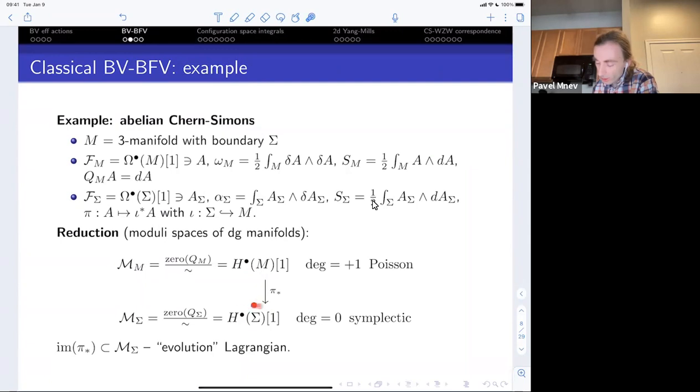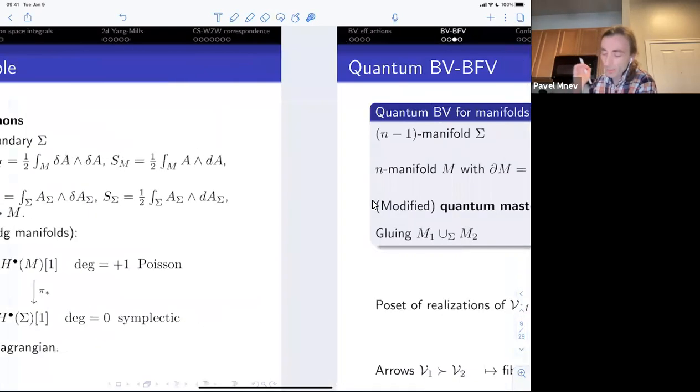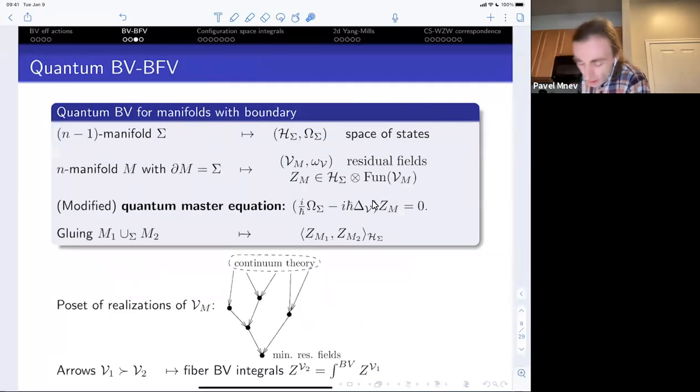Okay, and this image of the bulk object in the boundary object is called the evolution Lagrangian. It encodes the data of the evolution of the system, of the dynamics of the system. So, in this case, those homology classes on the boundary that come from solutions of equations of motion in the bulk. Okay, so now towards quantization.